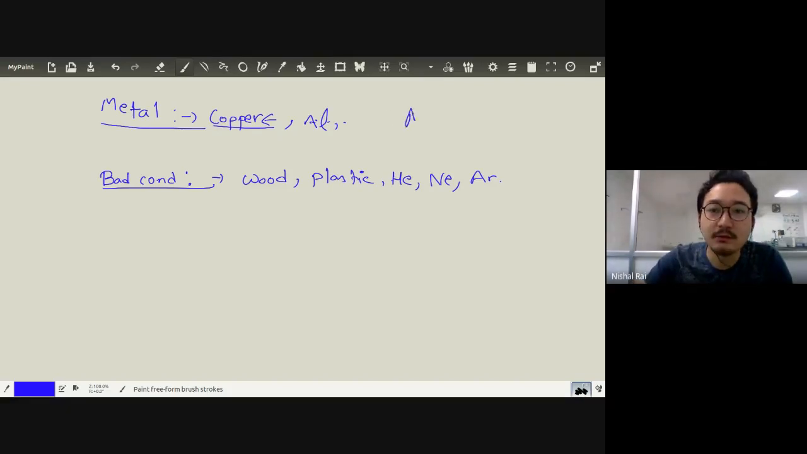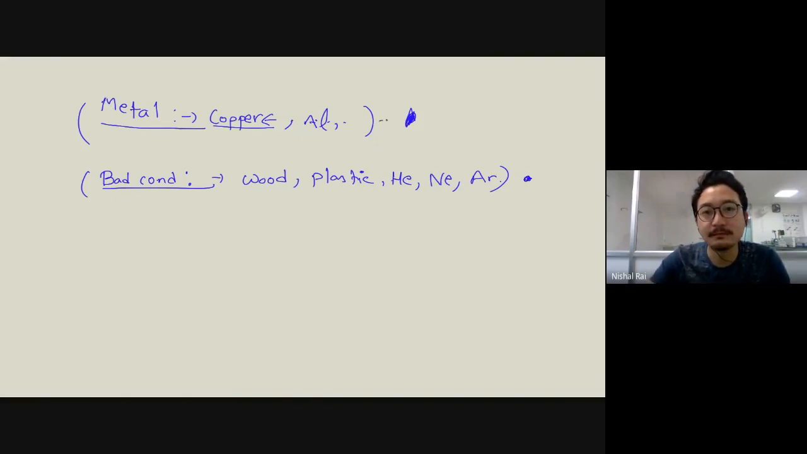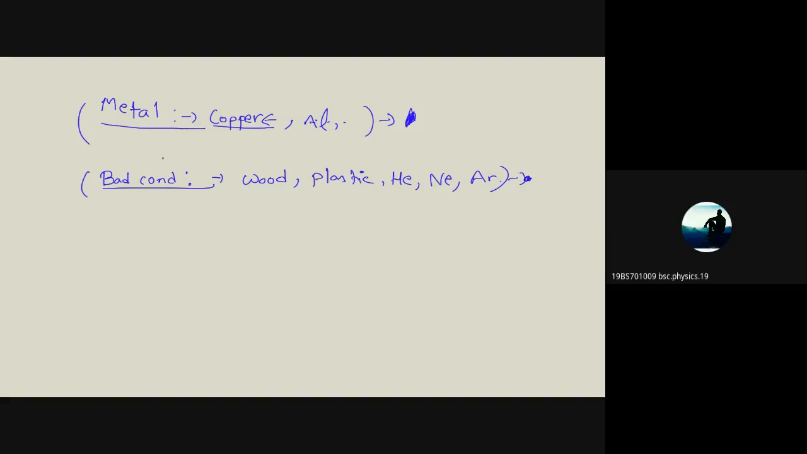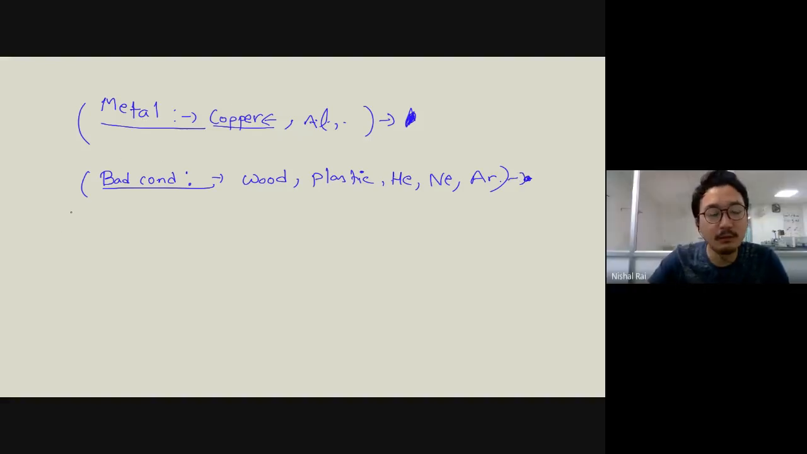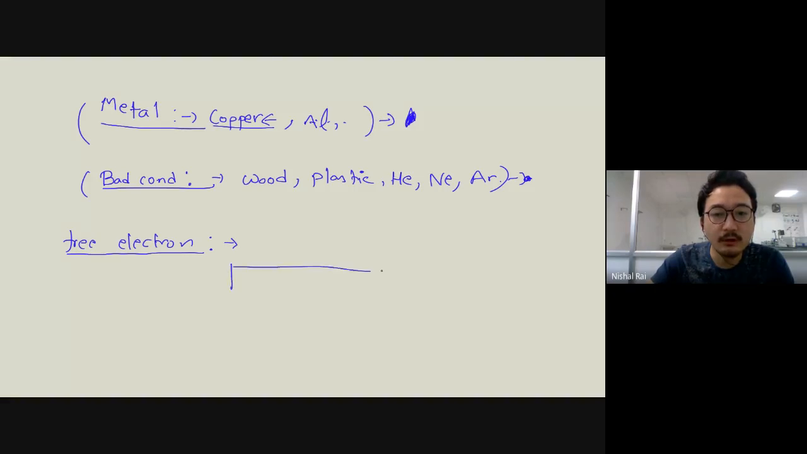What is the difference between these two? Why is this considered a good conductor and this a bad conductor? Helium has zero free electrons. The whole idea is free electrons. Actually, the whole work is done by free electrons. Free electrons usually transfer heat from one side of the body to the other side.